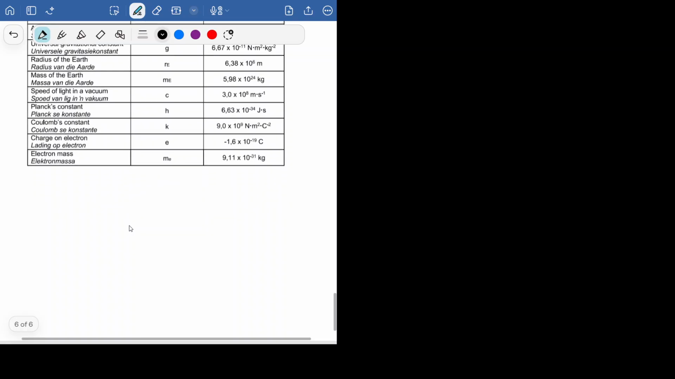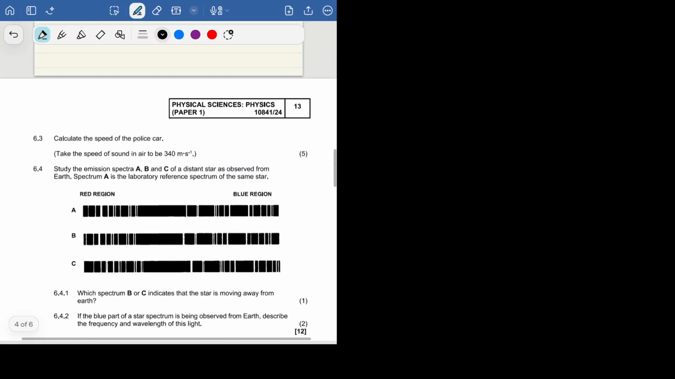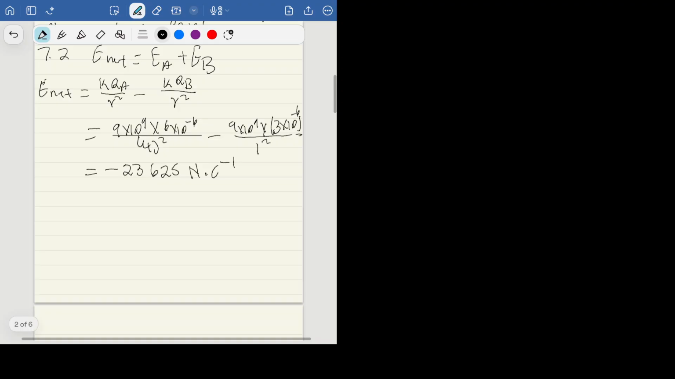Okay. Now that we have the constants, we can go back. So now we are going to use this formula that I circled to calculate the charge. So now it's 7.3. The formula that we chose to use is E equals force divided by charge. So the net electrostatic field, we got it to be this value. Okay, so that is the value that we want.